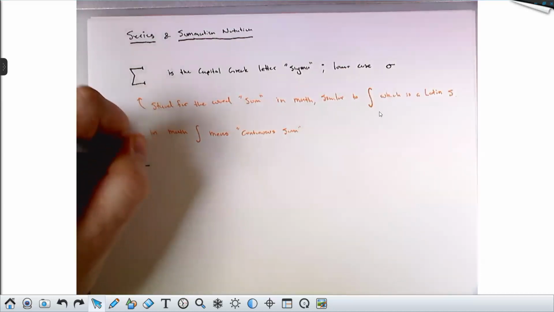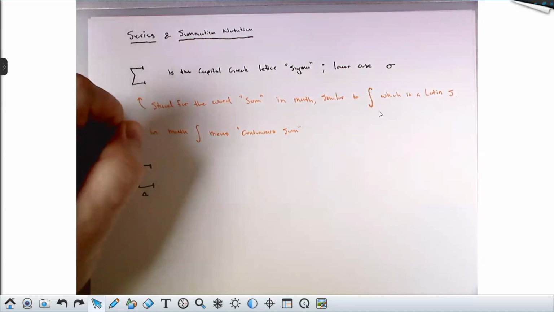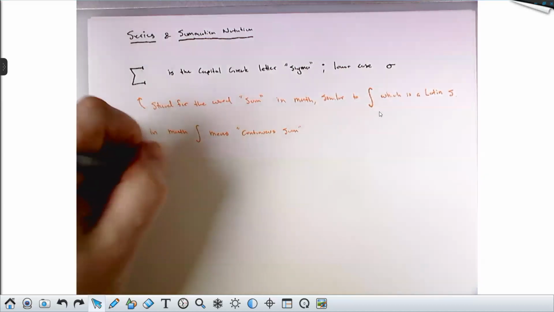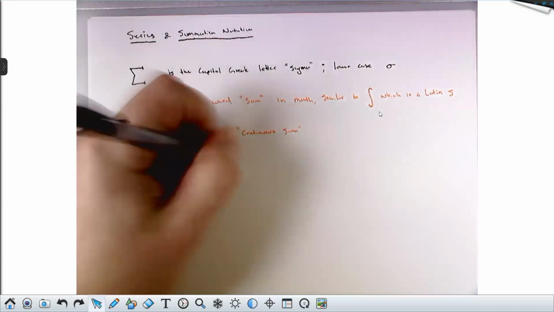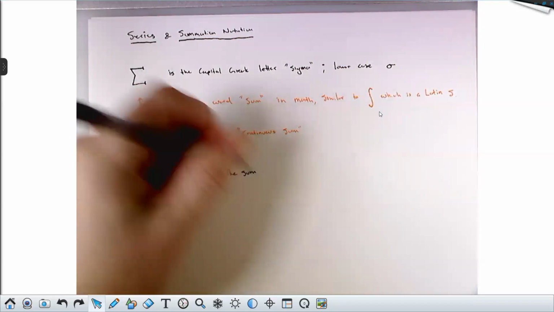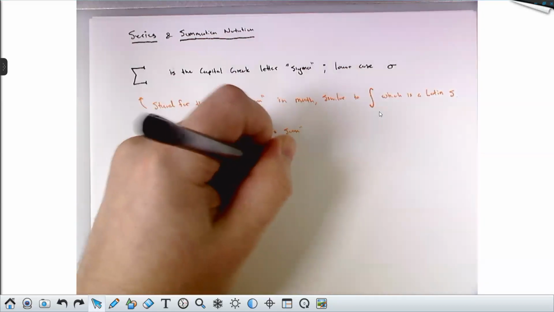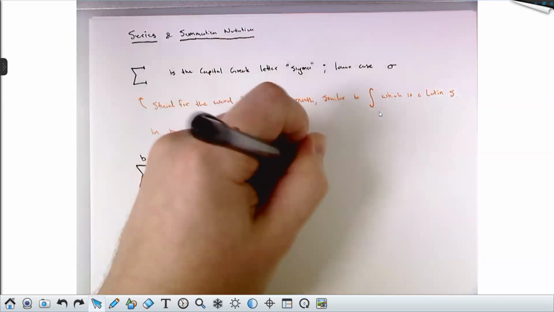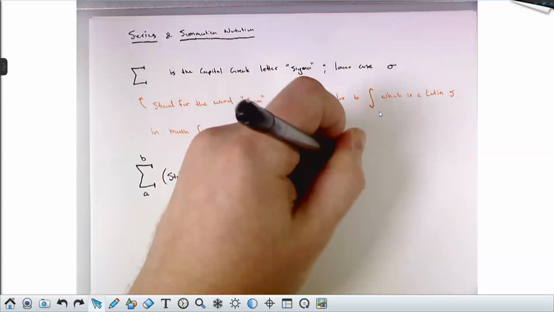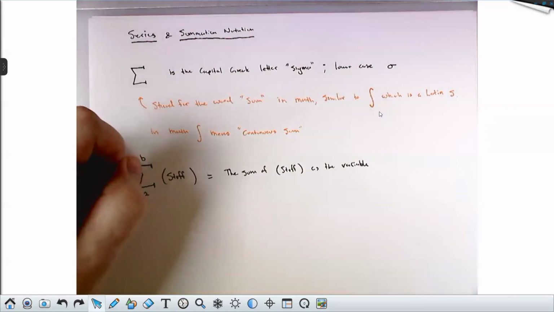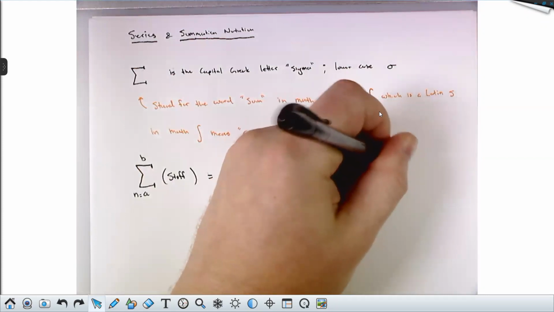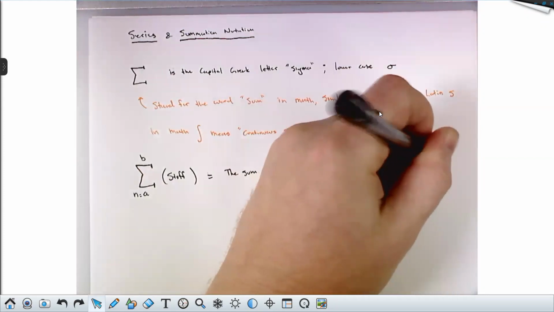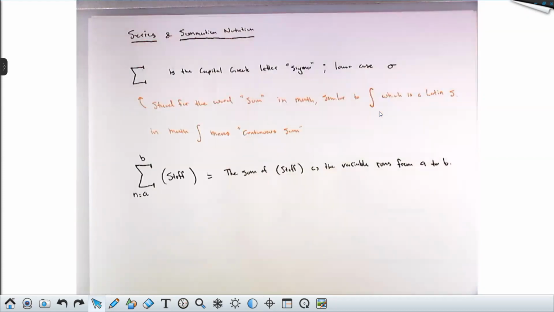So what this means, if I have some bounds here from A to B, and then some stuff inside here, this means the sum of that stuff as the variable, which will usually be n, runs from A to B, very similar to your integral.